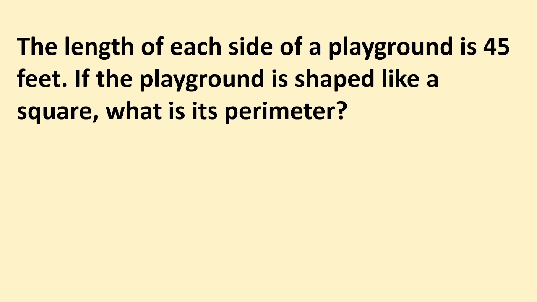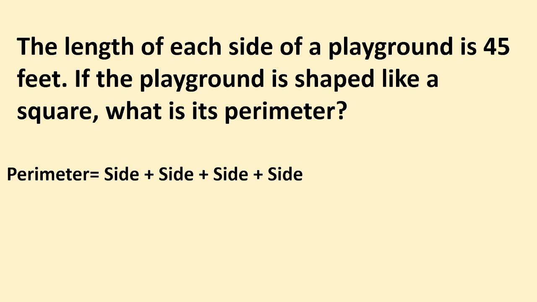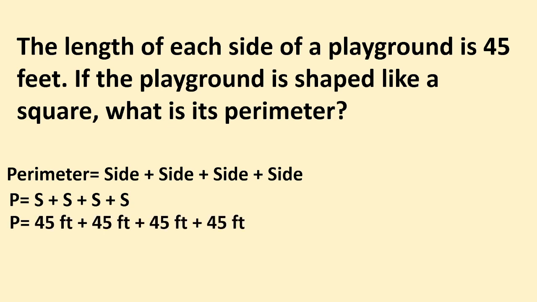Another problem. The length of each side of a playground is 45 feet. If the playground is shaped like a square, what is its perimeter? First, we are going to write the formula. We have here perimeter equals side plus side plus side plus side, or we are going to write P equals S plus S plus S plus S. Next, P equals 45 feet plus 45 feet plus 45 feet plus 45 feet. So the answer is 180 feet.